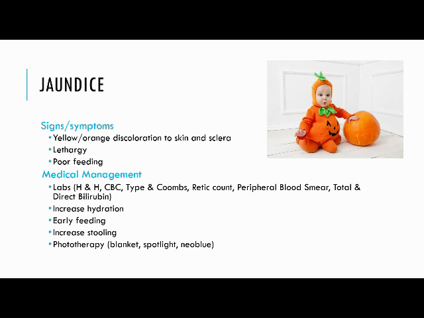But these are some of the common labs that you'll see ordered for a baby that has jaundice. Increasing hydration and early feedings with good hydration are both things that are going to help in the excretion of bilirubin. They're going to stool more, which is going to help get rid of that bilirubin probably the most. And good hydration is going to increase your urinary excretion of the urobilinogen, which we kind of talked about earlier. And then phototherapy is something that we commonly do for these babies.